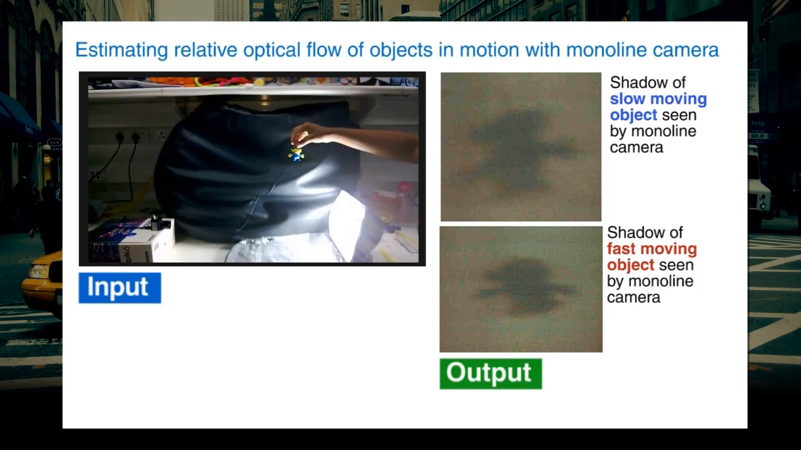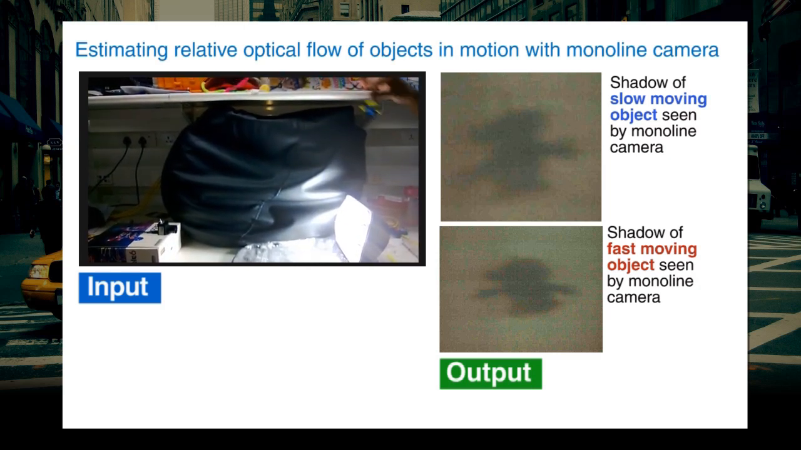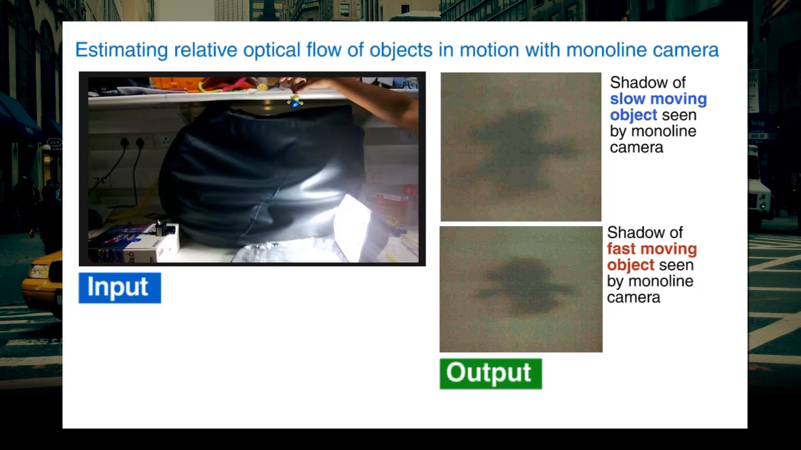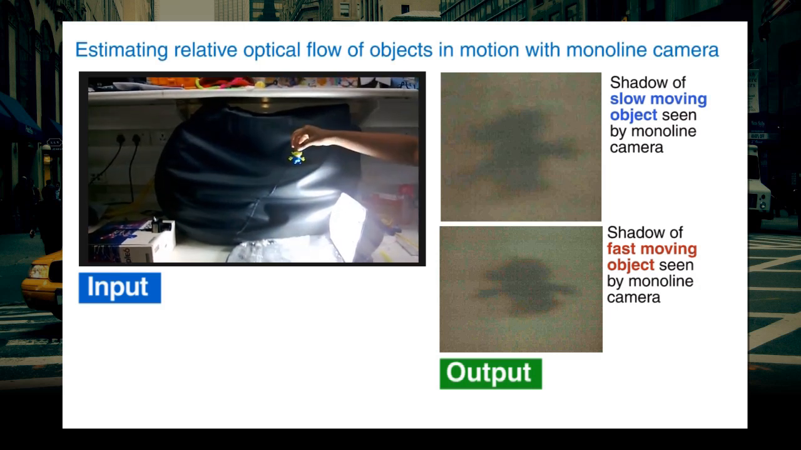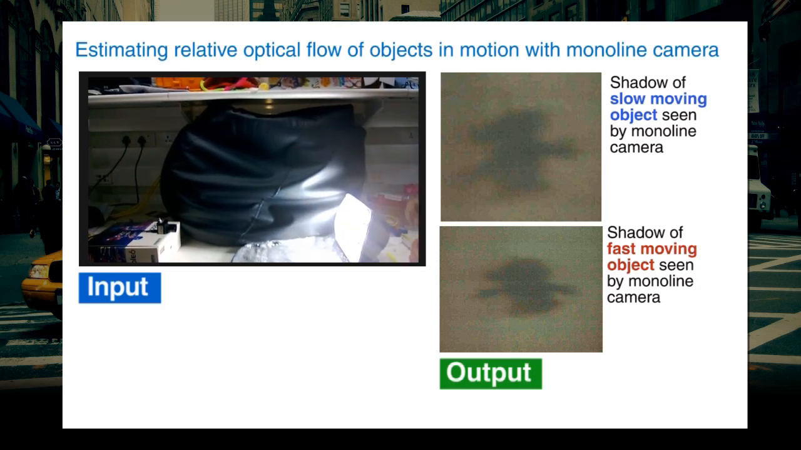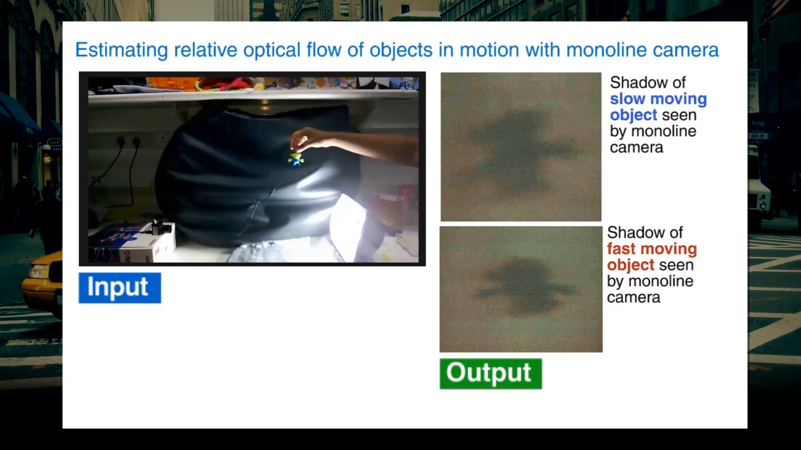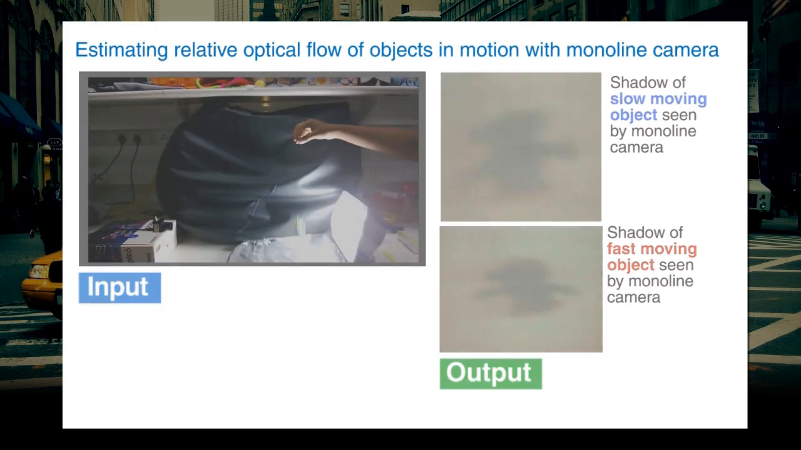The toy object, when moving faster, has a shorter shadow than when it is moving slower. The slower moving shadow covers 360 lines on the sensor. The faster moving object covers only 300 lines. We can therefore have high accuracy in estimating relative optical flow using our monoline camera.